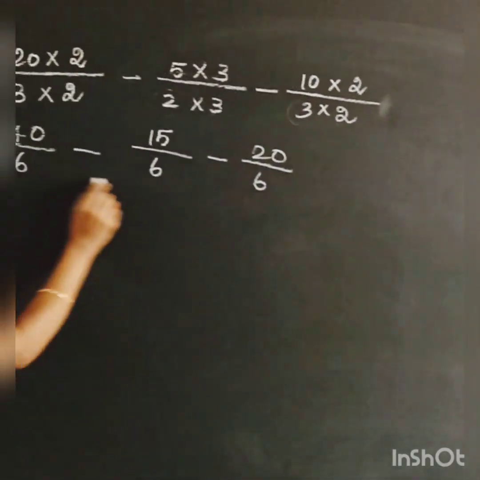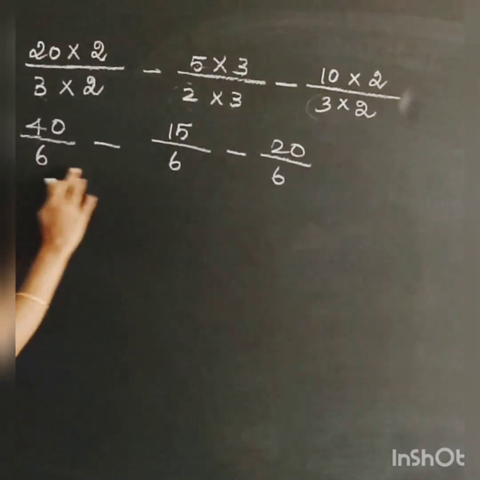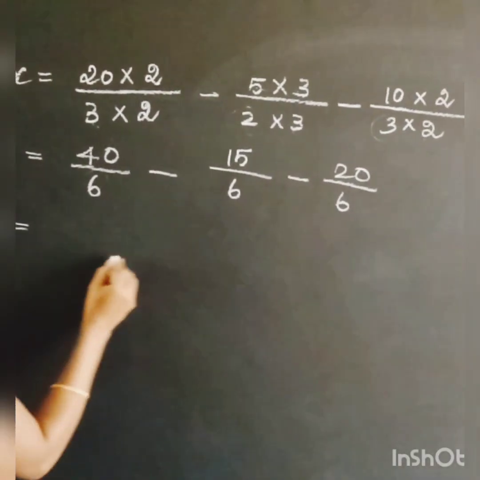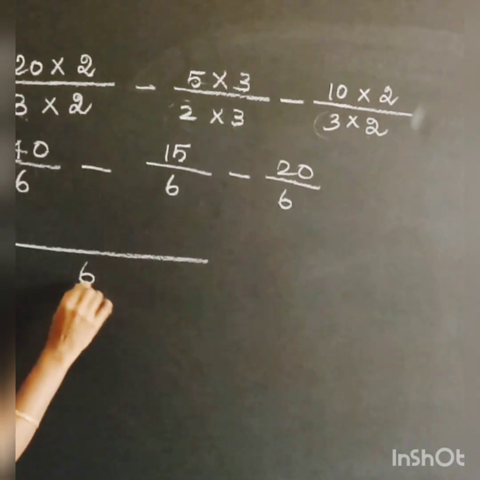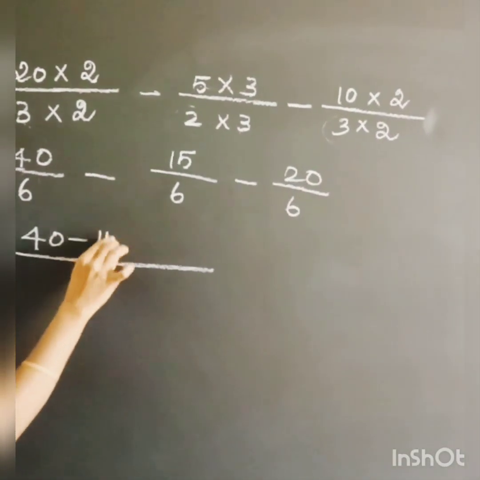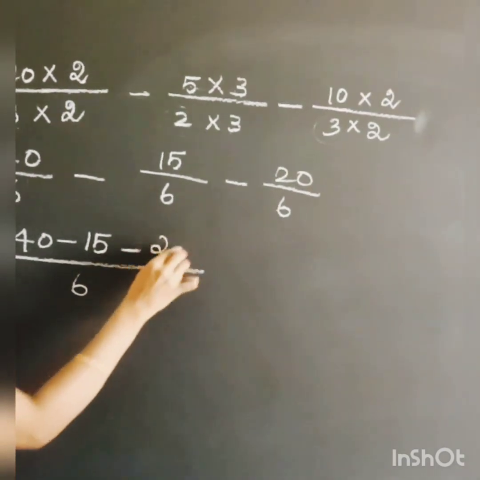Now see the denominators, all are the same, isn't it? All the denominators are the same. Now we have to take the common denominator 6. What are the numerators? 40 minus 15 minus 20.